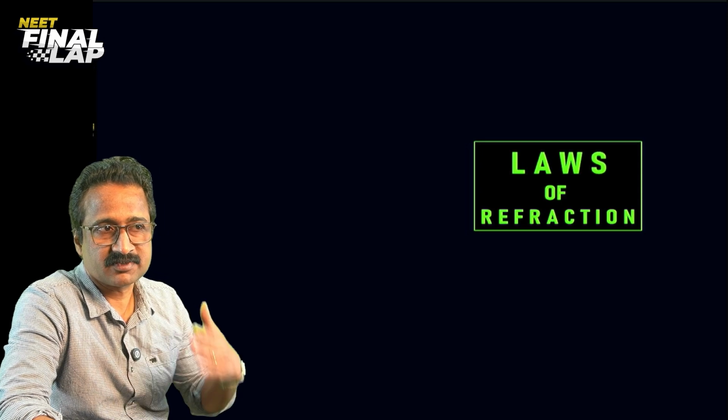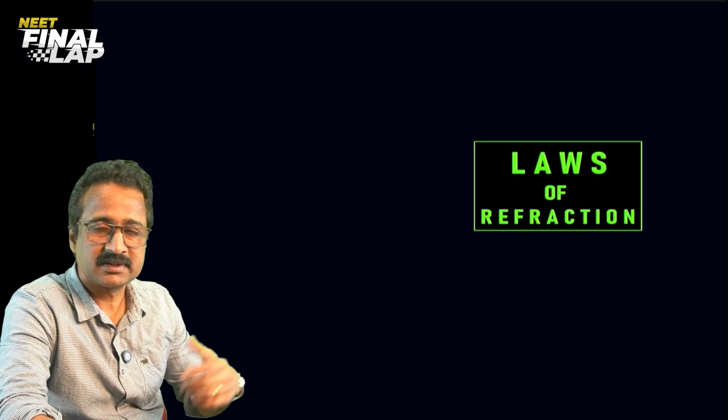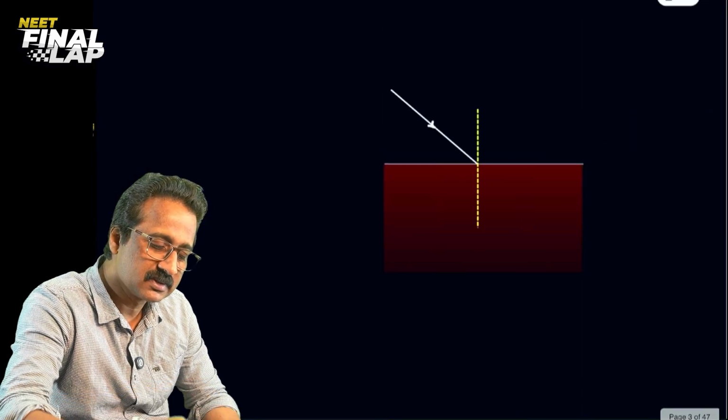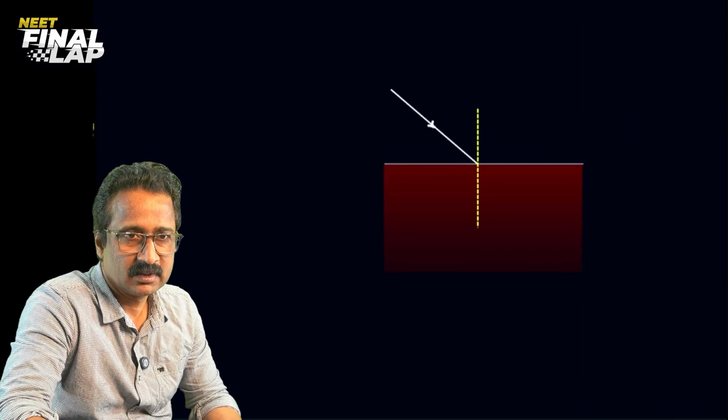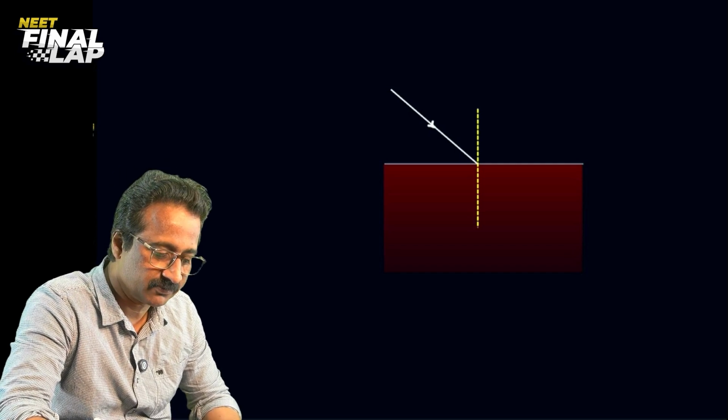Now, whenever refraction takes place, certain laws are obeyed. When light passes from one medium to another medium, how much does it bend? It's all governed by certain laws called laws of refraction. And why laws? Because this also has two parts. Only the first part is more important. Anyway, I'll state both the parts of the law.